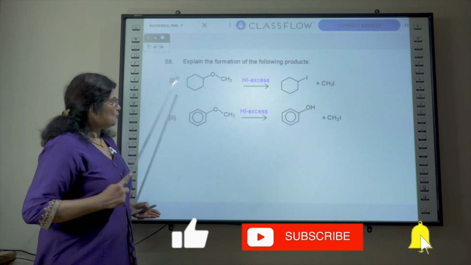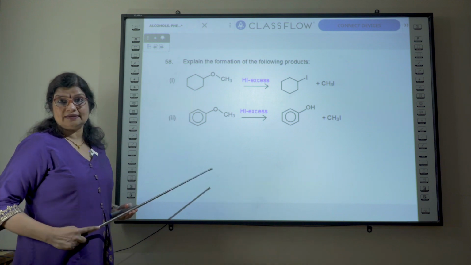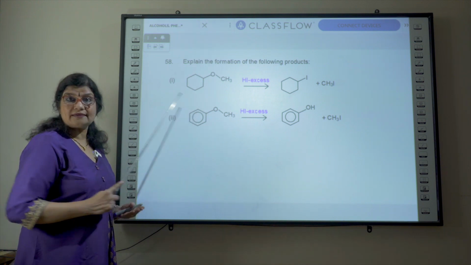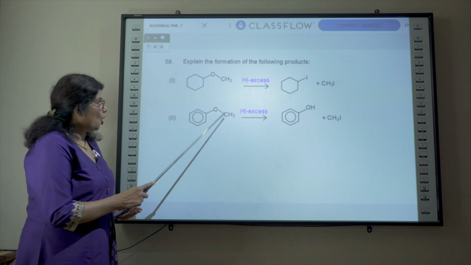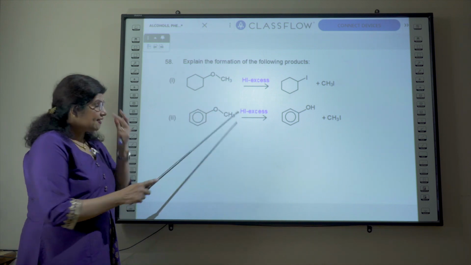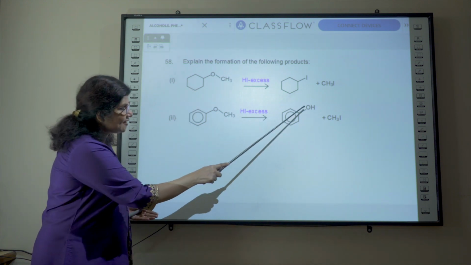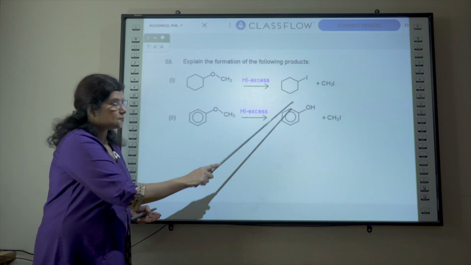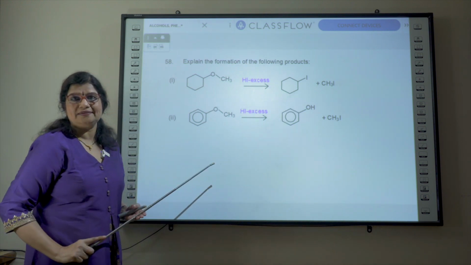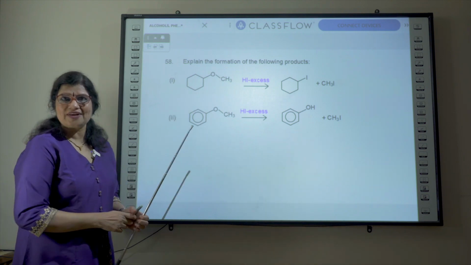Now moving on to the next reaction, wherein you have an asymmetrical ether with an aromatic ring. It's an aryl ether, to be very specific, anisole or methoxybenzene. Despite taking hydrogen iodide in excess, you notice that the OH on the benzene ring is retained. It is not substituted by iodine. So let's get into the details of these two specific reactions.